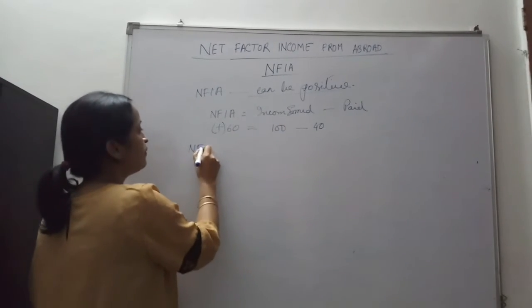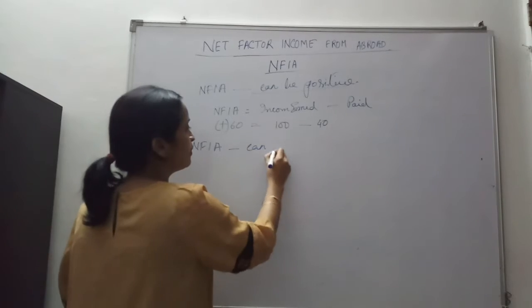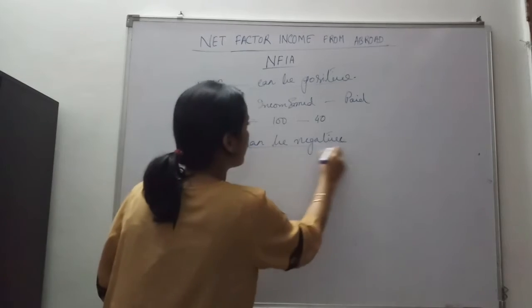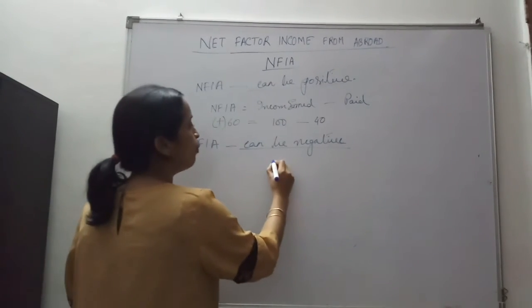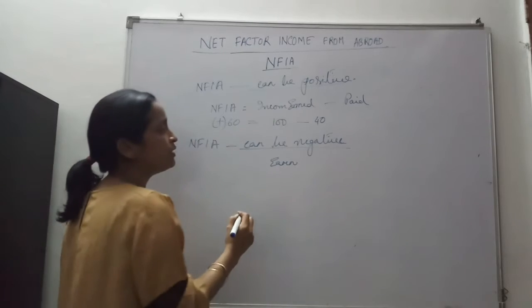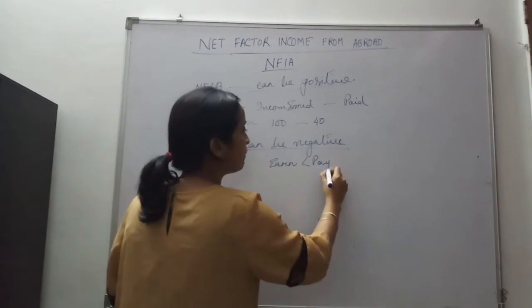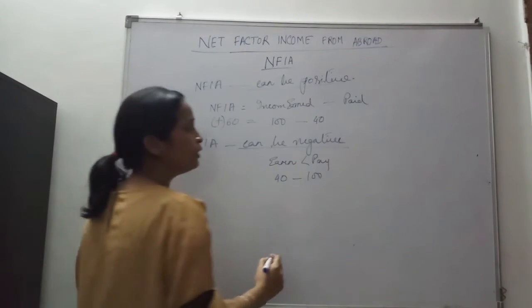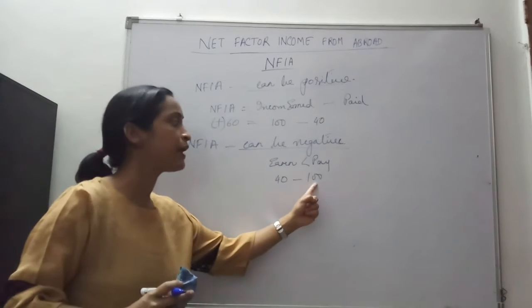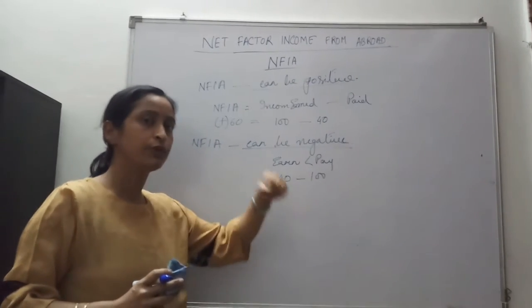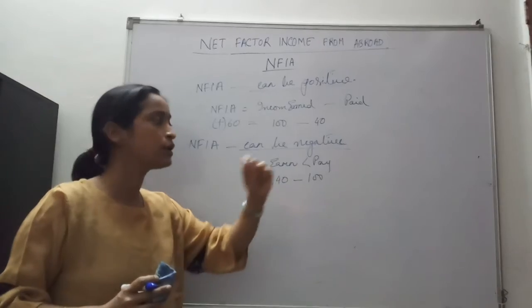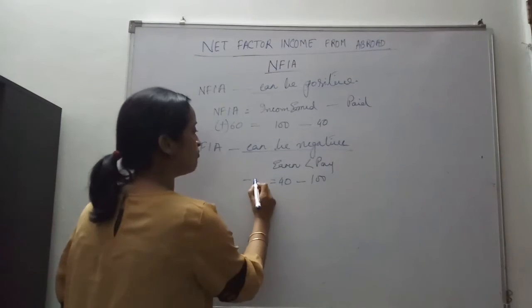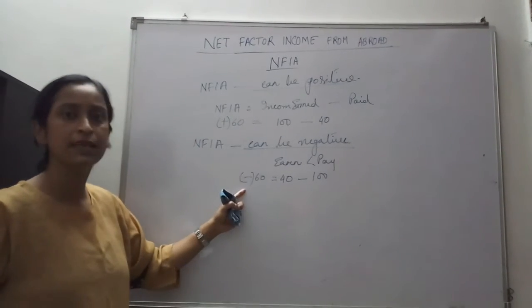Similarly, NFIA can also be negative. When can it be negative? When what we earn is less than what we pay. Suppose we are earning 40 and we have to pay 100. What we are paying is factor income to the non-residents of the rest of the world: 100 gone, and what our normal residents are bringing is only 40. So the difference is 60, and NFIA becomes negative.